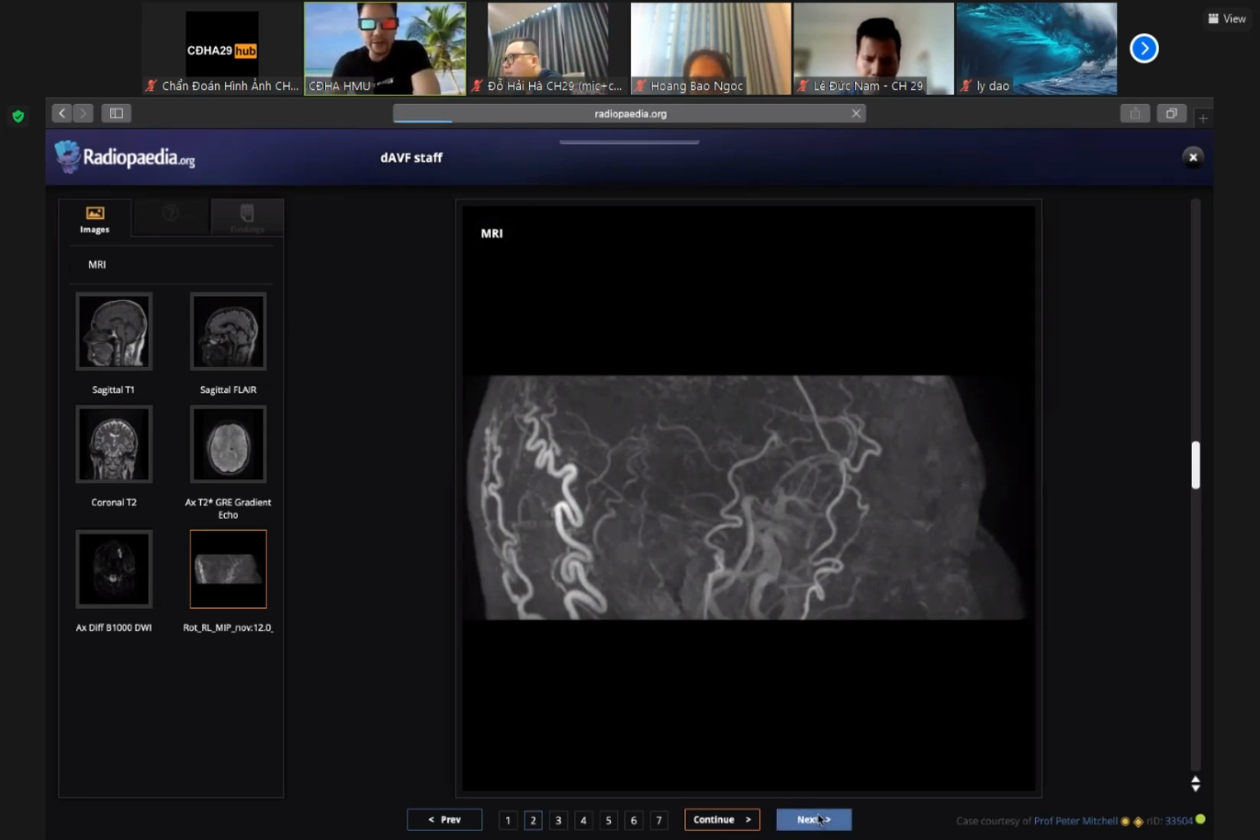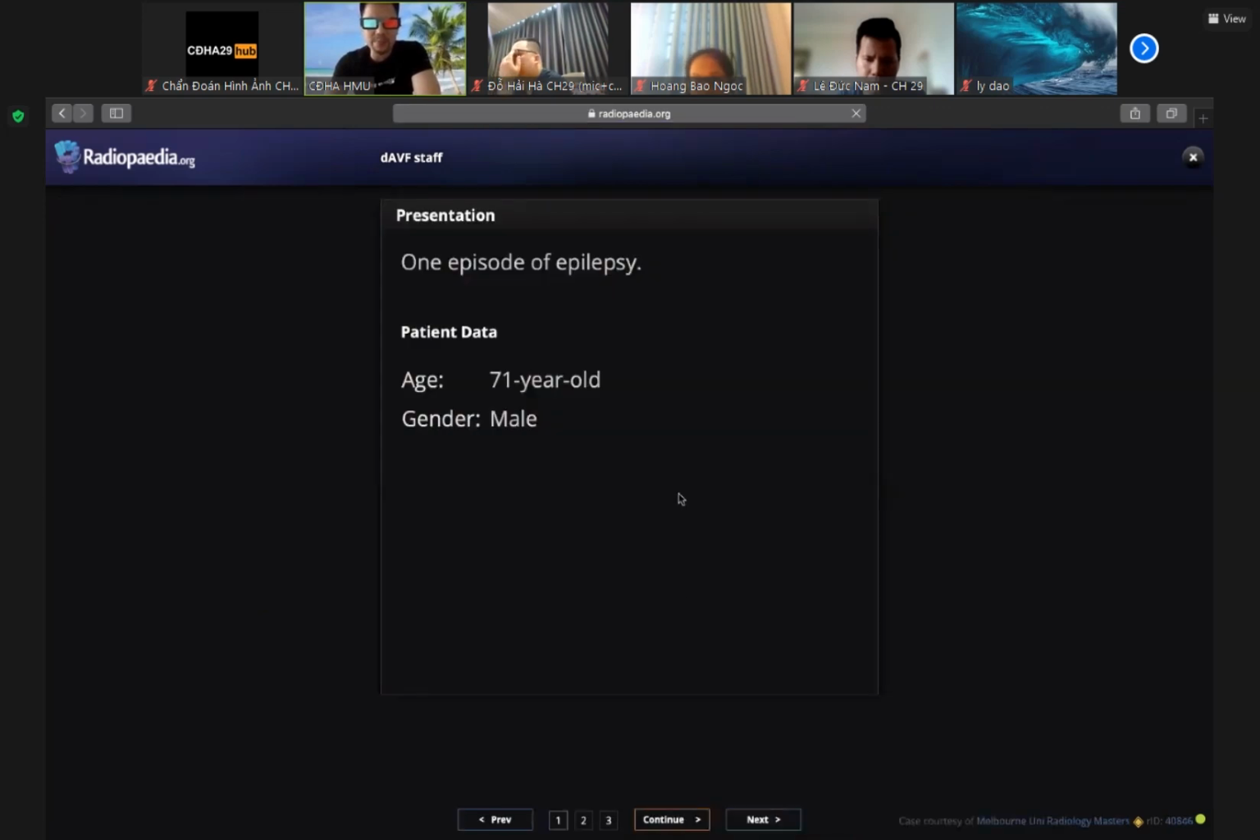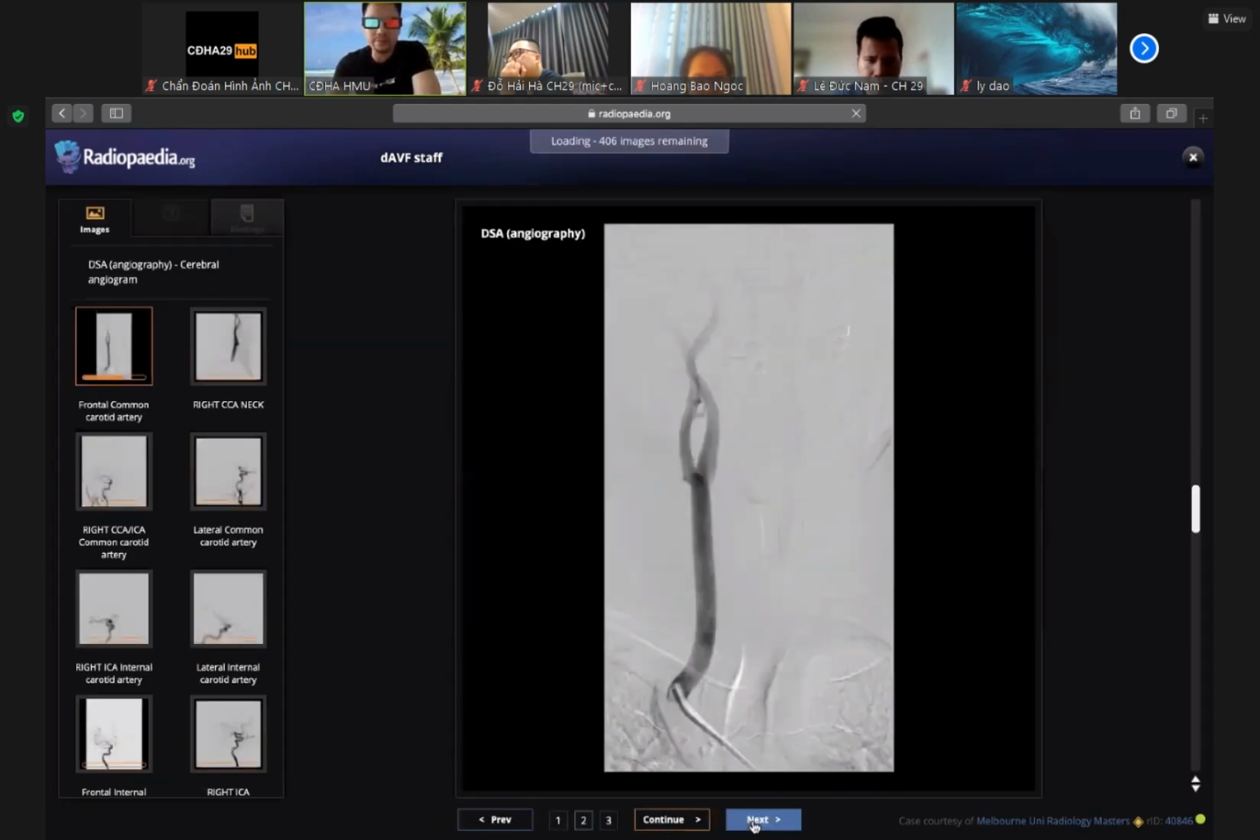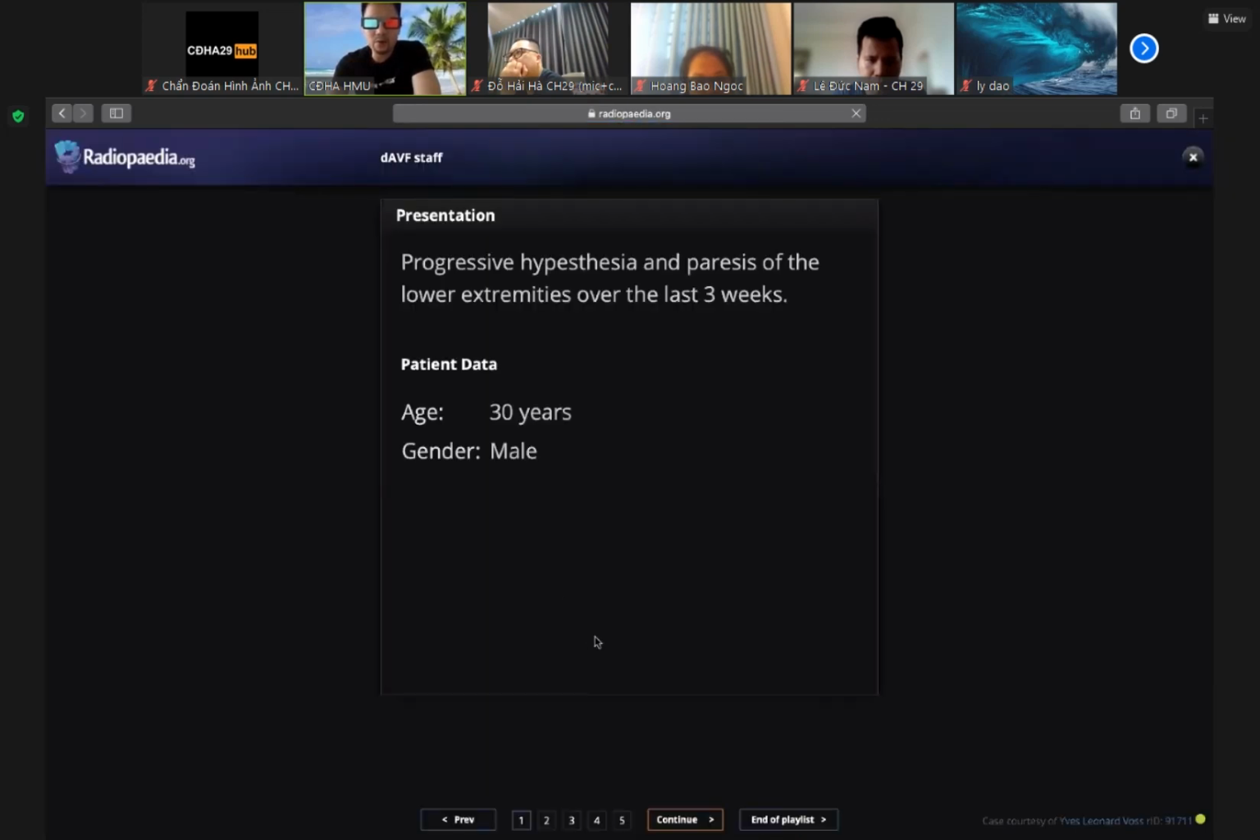And I think that we should skip case number 3, because in this case we already have the DSA, and this is not the one we focus on in this talk. And on the last case, let's see what we have.